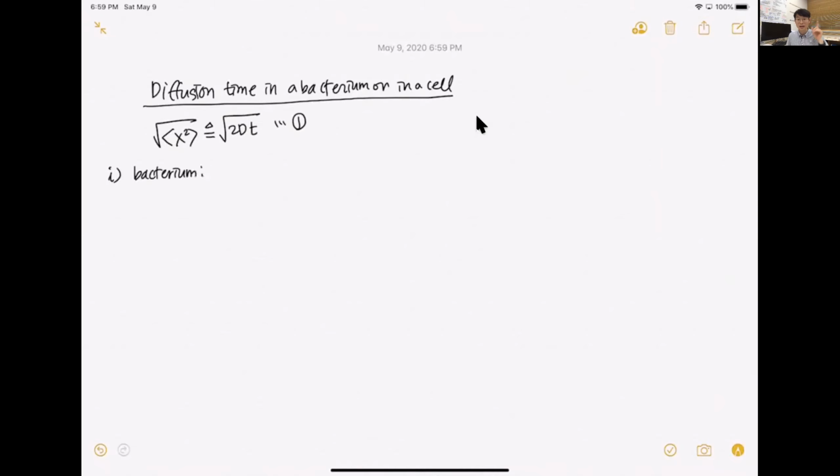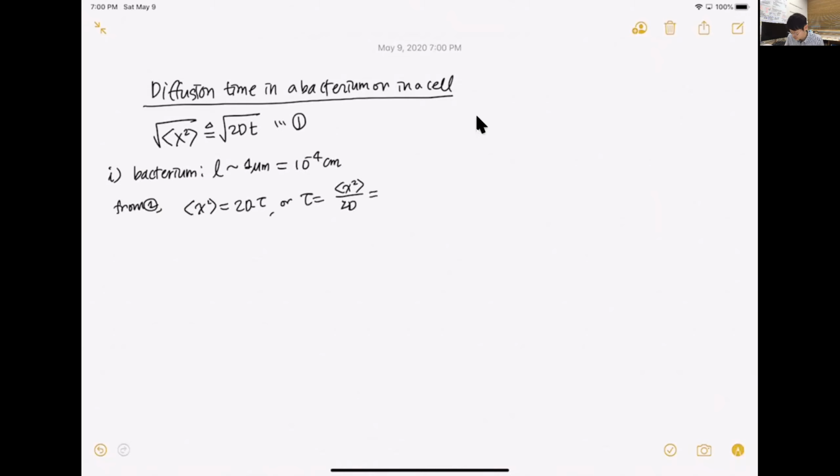which has a length scale of, as I told you, about 1 micrometer. And 1 micrometer in terms of centimeters: 1 micrometer is 10 to the minus 6 meter, and 10 to the minus 2 meter is 1 centimeter. So this is 10 to the minus 4 centimeter. So then from equation 1, we know that the mean square is 2Dτ, so the time constant τ will be x squared over 2D.